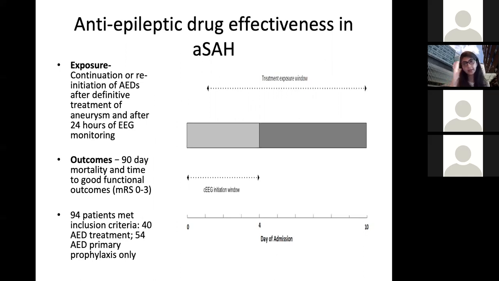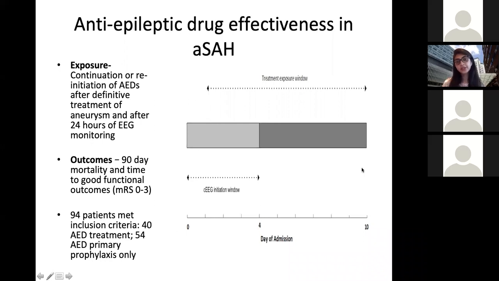And then we defined our exposure as continuation or reinitiation of seizure medications. So at MGH, all aneurysmal subarachnoid hemorrhage patients receive seizure prophylaxis with Keppra until their aneurysm is secured. And typically the aneurysm is secured within the first 24 hours, immediately after which seizure medications are discontinued. So our exposure was defined as either continuation or reinitiation of seizure medications after the aneurysm was treated and after the first 24 hours of EEG monitoring were obtained.